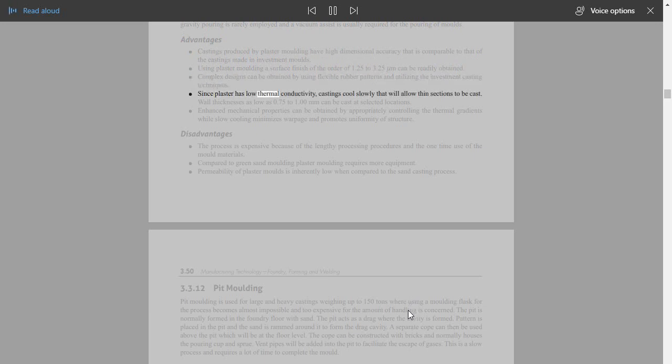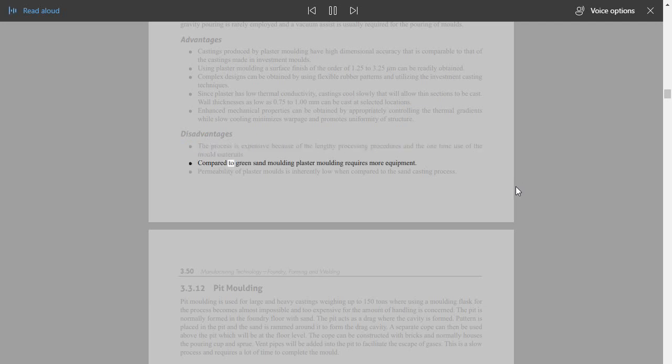Since plaster has low thermal conductivity, castings cool slowly, which will allow thin sections to be cast. Wall thicknesses as low as 0.75 to 1 millimeter can be cast at selected locations. Enhanced mechanical properties can be obtained by appropriately controlling the thermal gradients, while slow cooling minimizes warpage and promotes uniformity of structure. Disadvantages. The process is expensive because of the lengthy processing procedures and the one-time use of the mold materials.